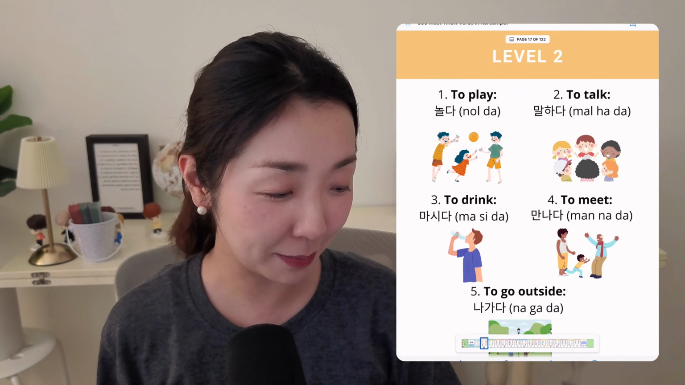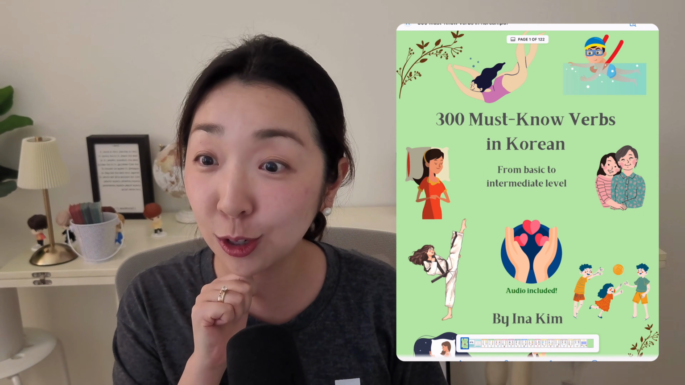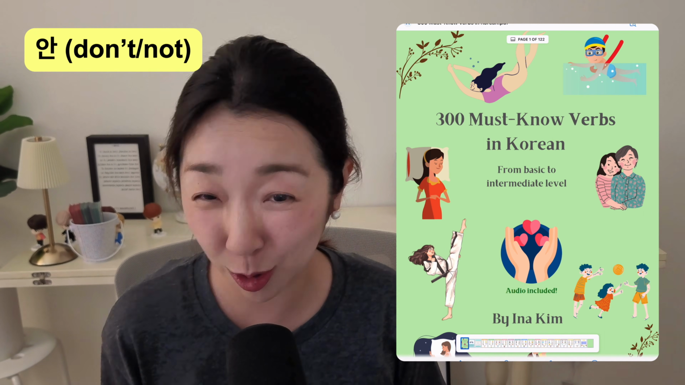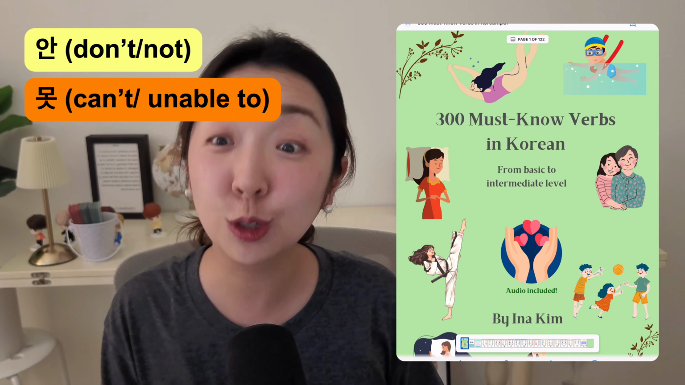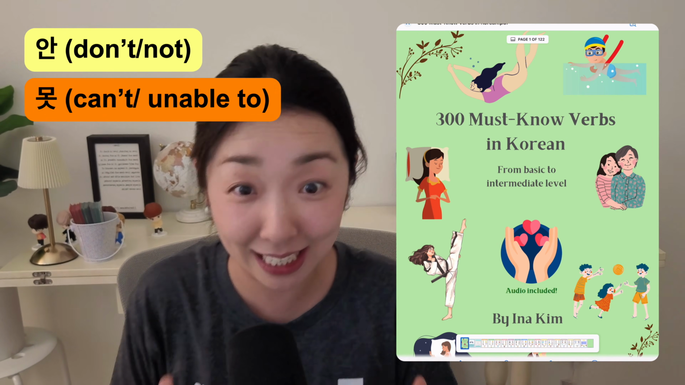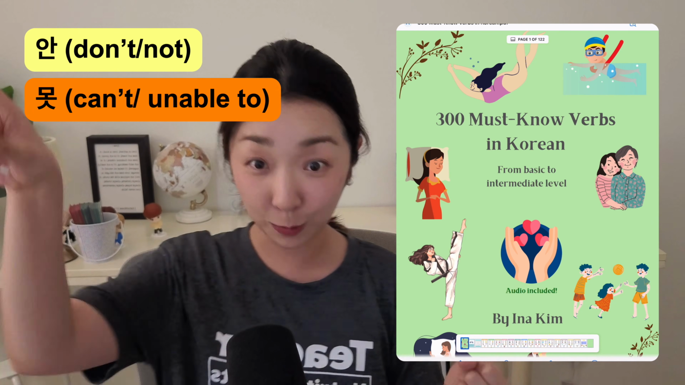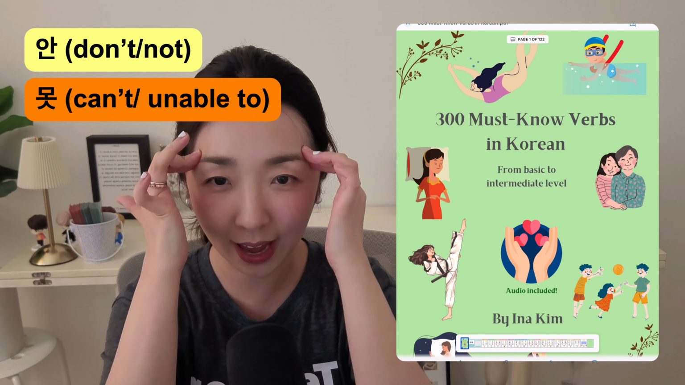I'll be using my book called 300 Must Know Verbs in Korean so I can show you examples of when to use 안, that means don't or not, and when to use 못, which means can't or unable to. They are not the same thing. So when you see the examples with actual words with these two, you'll be like, okay, now I know when to use what.